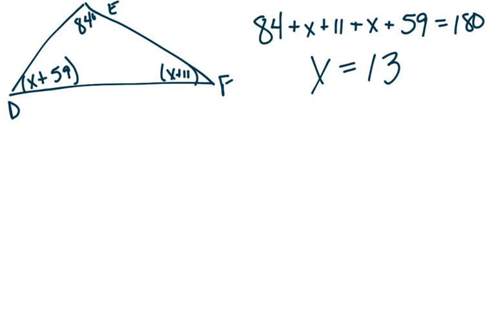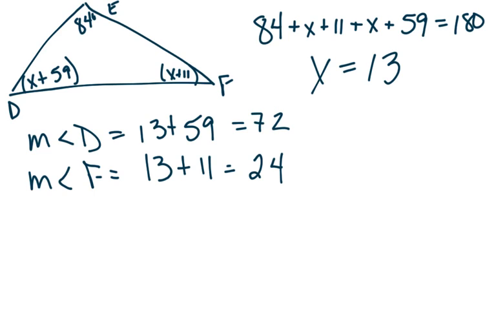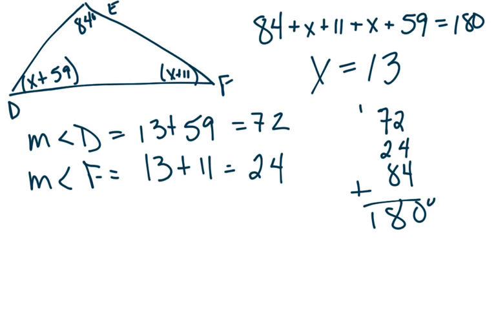And then again, if you want to check your work, plug everything back in. Measure of angle D is going to equal 13 plus 59. And the measure of angle F is going to equal 13 plus 11. So here we've got 72 degrees, 24 degrees. And then again, if you add them all up, plus that 84, we better get 180. So 180. That's it for this video.